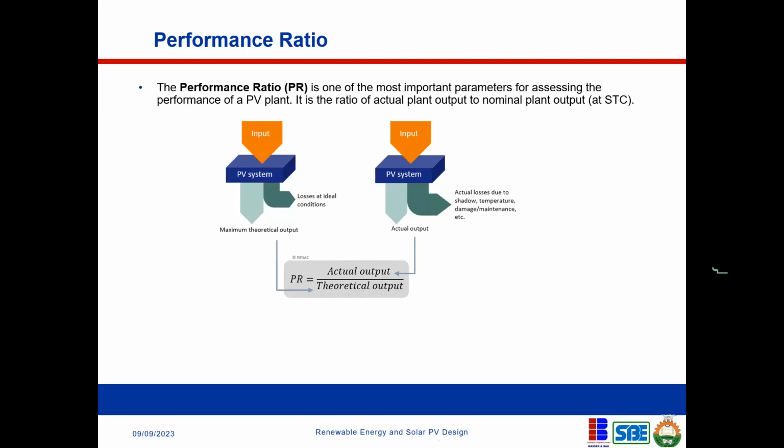I think I have mentioned this earlier when I was talking about standard test condition, right? So performance ratio is how your actual performance of your PV system deviates from the standard test condition. So your PV panel is rated 300 watts, for example. It does not mean it's going to give you 300 watts, but your performance ratio is what tells you how it has deviated from that standard test condition, right?